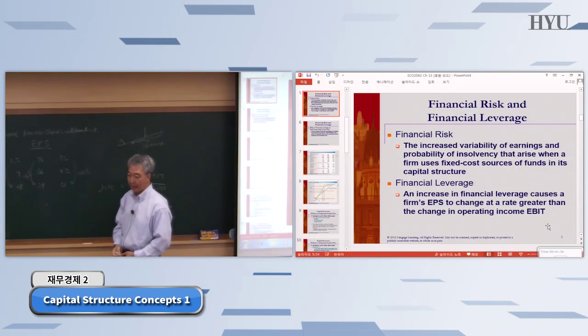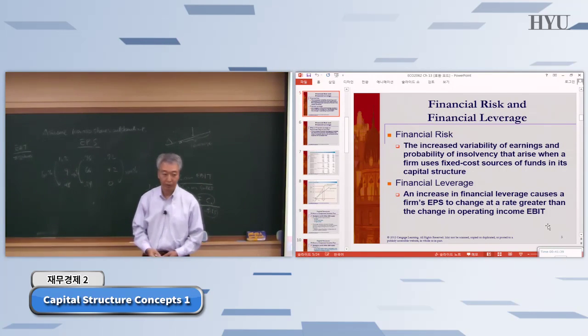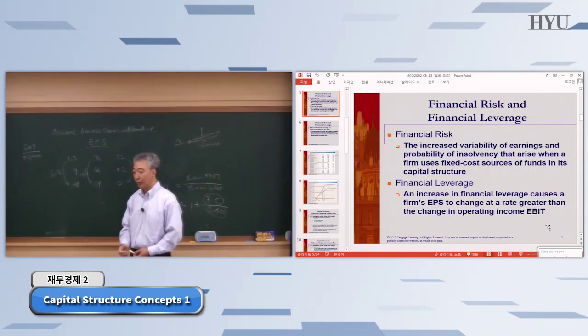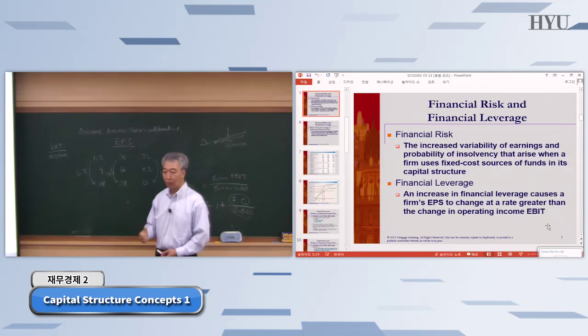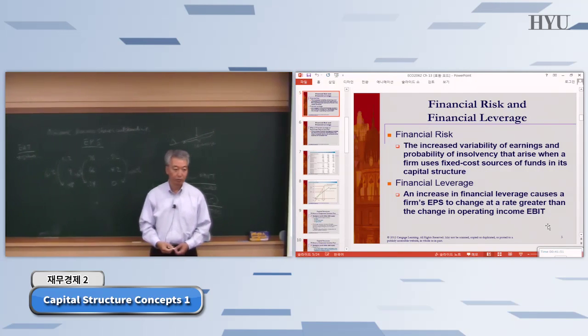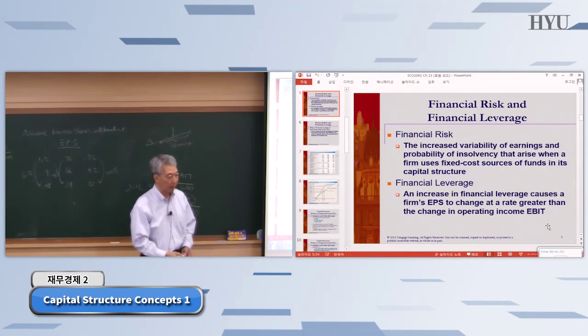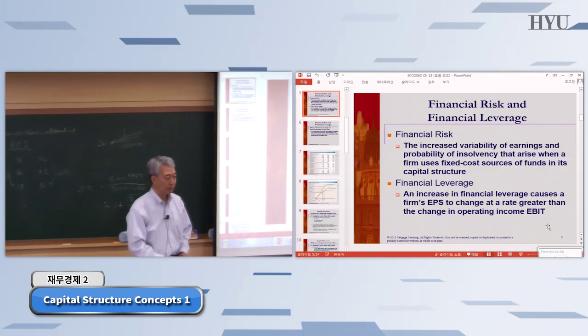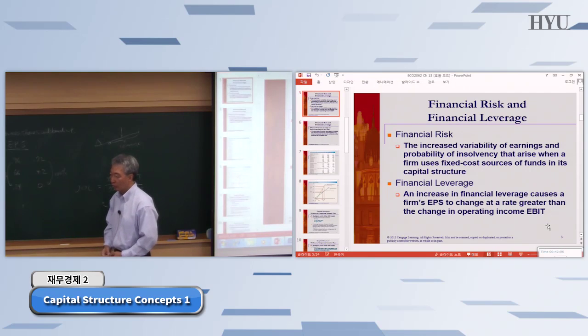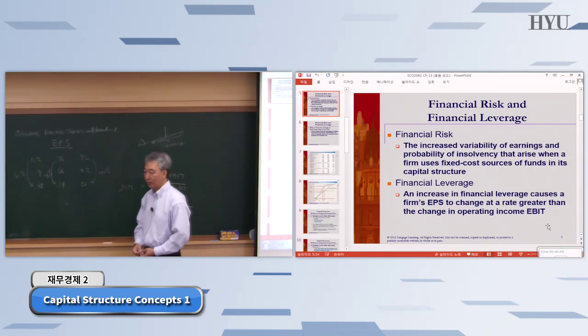So when you have debt, what happens? When you have a lot of debt, you can increase your ROE, return on equity, quickly. In other words, you can make a lot of profit. ROE is a measure of profit ratio. But the problem is risk is also great.